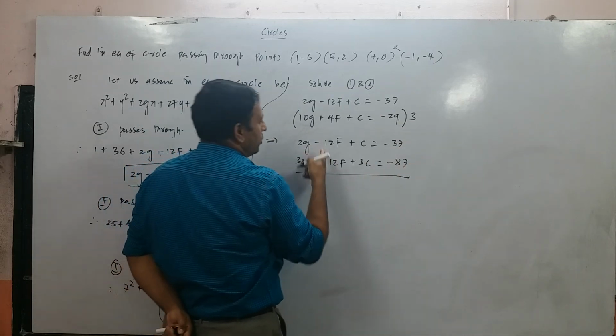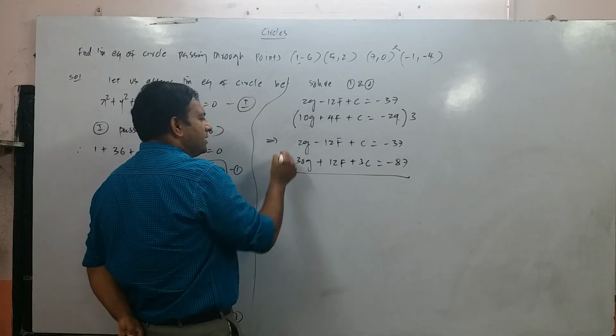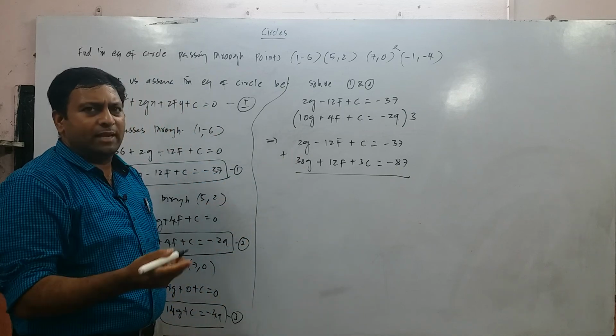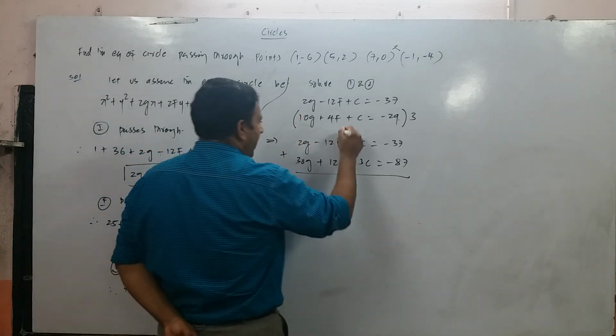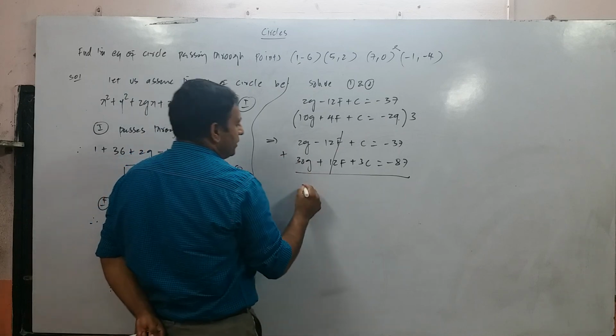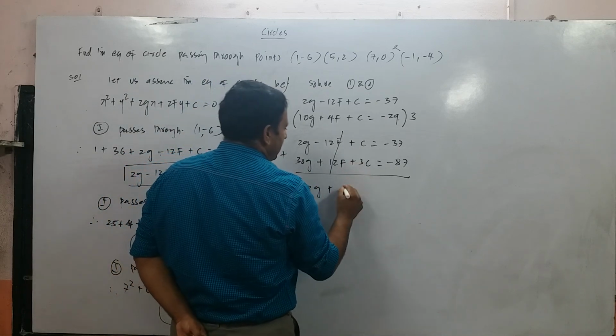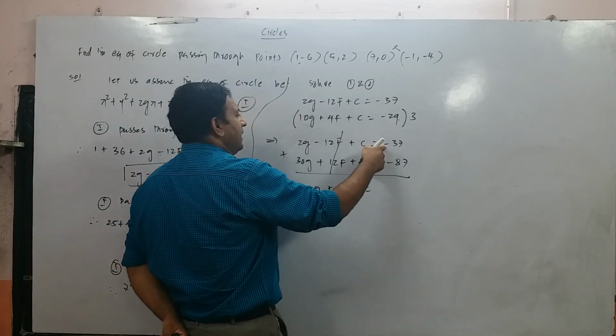So now both of them have opposite signs. Whenever the signs are opposite, you are supposed to add. Whenever there is the same sign, you are supposed to subtract. So I will add. When I add both the equations, 30 plus 2 is 32G, 3C plus 3C is 4C, and minus 87 minus 37.